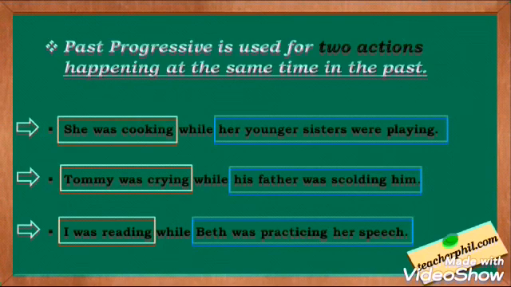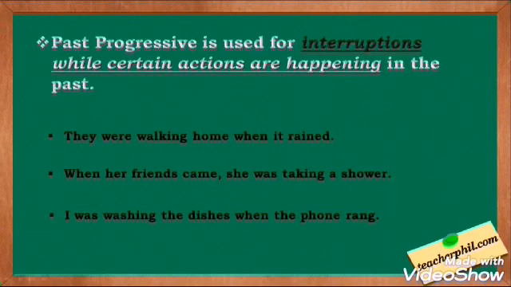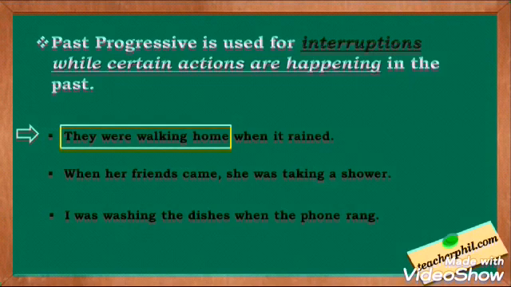They were happening at the same time in the past, and we have to know that while is followed by the past continuous, and the other one is past continuous. So while plus past continuous, because the two actions were happening at the same time in the past. The past progressive also is used for interruptions. When we say, they were walking home when it rained. Here, the long action is were walking home. The short action is it rained. So the short action interrupted the long action.